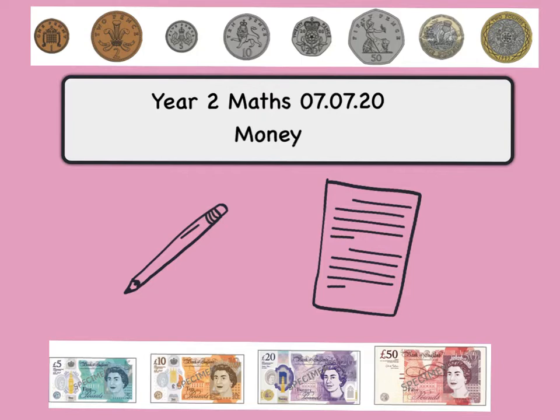Today we're going to be focusing on money. For this lesson you're going to need your maths book or some paper and a pencil. If you have some money at home to help you add or give change, that would also be useful. I haven't got any, so I'm just going to be using my addition and subtraction skills to solve any problems today.